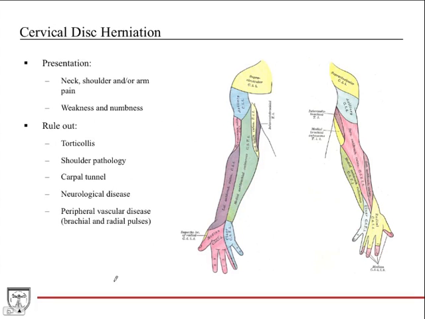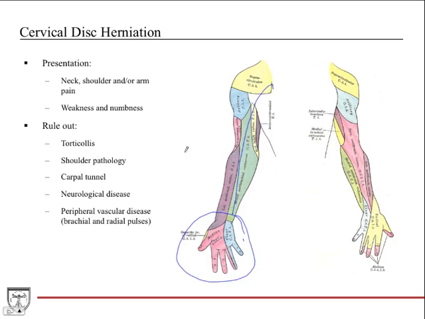Cervical disc herniation, we'll start with that, and then we'll do the lumbar disc herniation. So how does a cervical disc herniation present? It presents with neck, shoulder, and or arm pain, okay? And then they often have weakness and numbness in the upper extremities. Often they'll have numbness in their hand. Usually the common presentation is numbness or tingling in their hands. Often it can radiate down their extremity from their neck.